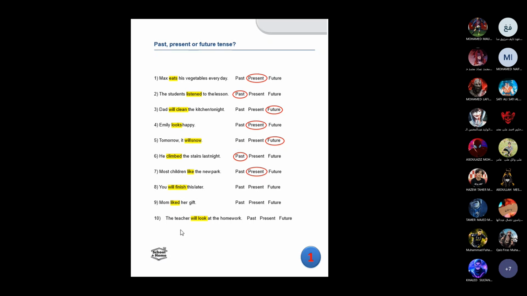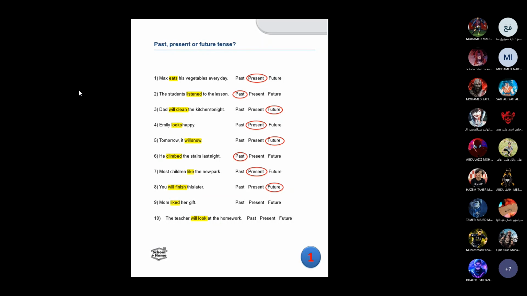Okay, Muhammad Fahad. Number 8, Muhammad. You will finish this later. Future. How do you know? Because will. Yes. Tomorrow, excellent. We don't have tomorrow here, but we have will. Okay, very good, Muhammad. So sentence 8, will finish. So will is a helping verb that refers to the future. So the sentence is future.